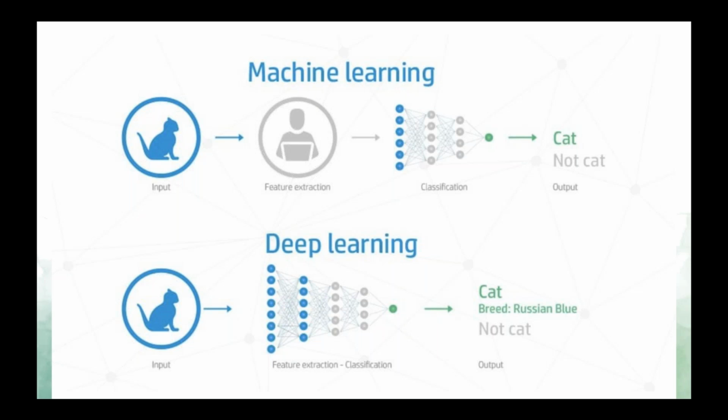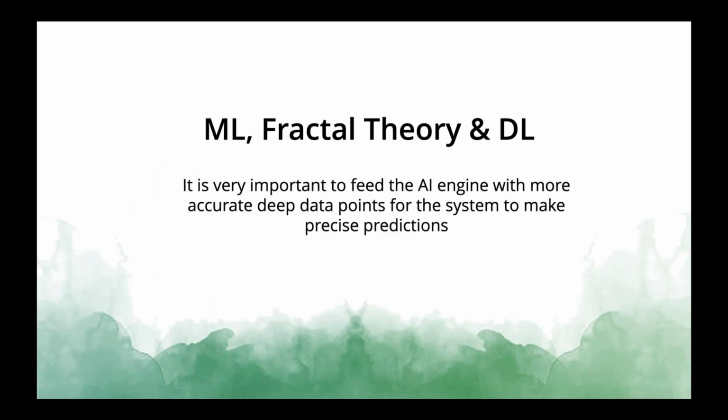So that is the difference between machine learning and deep learning. What I'm trying to say here is there is something called the fractal theory. A lot of research is happening around this fractal theory and deep learning, machine learning as well. Again, what it says is it's important for you to feed the engine with more accurate, deep data points so that the system can make precise predictions.